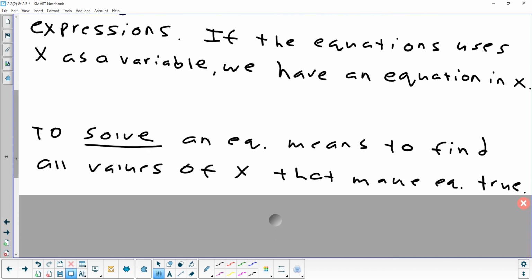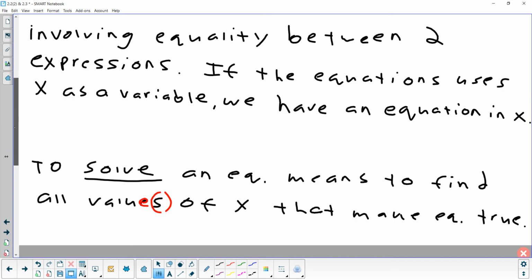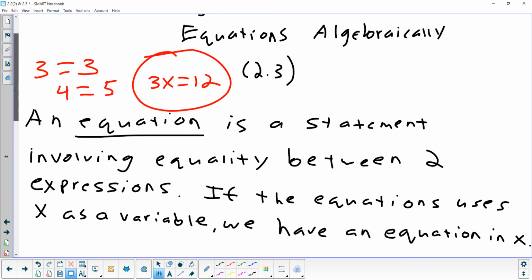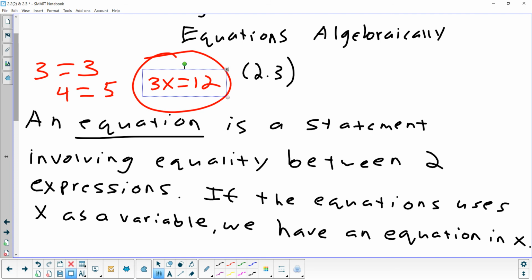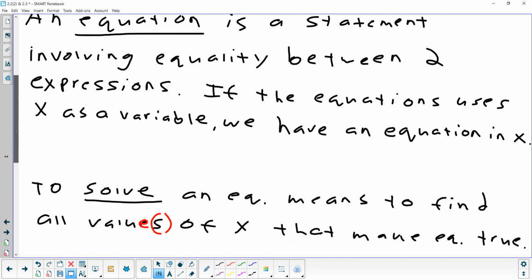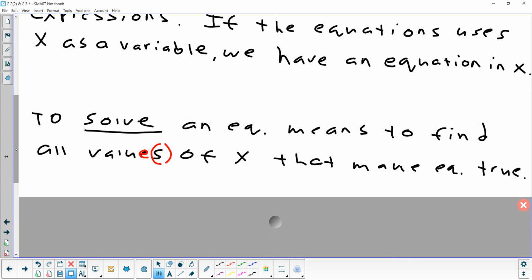Okay, to solve an equation means to find the value or values that make the equation true. So in the case of 3x equals 12, I'd be asking you to solve for the number that you could multiply by 3 and get 12 as an answer. In this case, it would be 4. Some equations, like quadratics, have more than one answer. And if you remember the quadratic formula, you have part of it that says plus or minus. Well, it's because there's two answers.